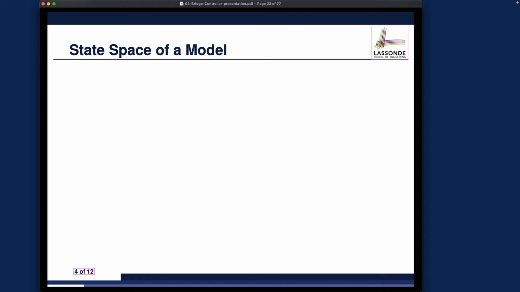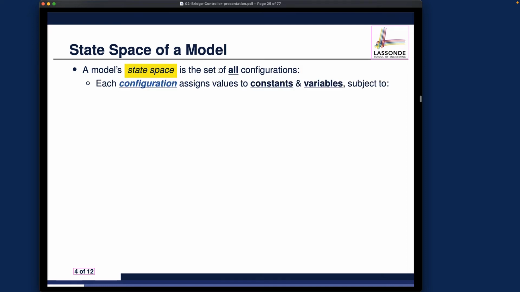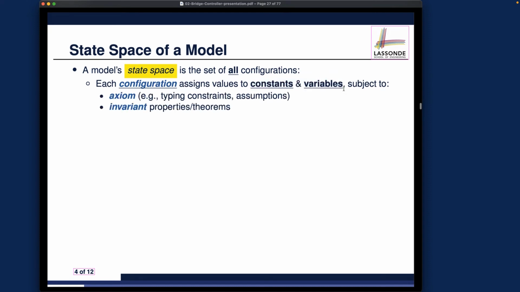Let's now move on to talk about the definition, and I'll give you some examples for you to get a feel for how to approximate the state space of a model. So you will always keep that in mind whenever you construct your own model. A model's state space is simply the set of all configurations. So whenever you want to see how large the state space is, you want to think about the cardinality of this particular set. And each member in the set we call a configuration. Each configuration assigns values to constants and variables subject to, let me go over the definition and I'll give you an example, axioms and also invariants.